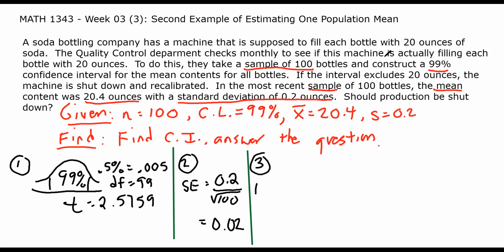Step 3 is the margin of error, which is just the product of the t, 2.5759, times the standard error, 0.02. And although I could probably do this without a calculator, it'll take a little bit longer. More chance of making a mistake, and I don't want to do that. So we'll just use the calculator.